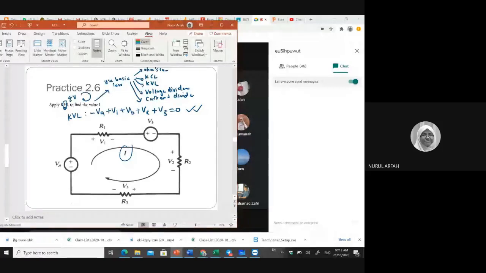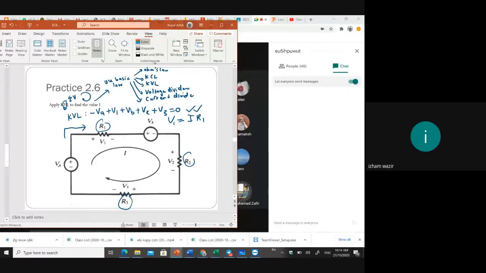Okay, maybe because this is R and R, then you can apply Ohm's law. So what is the Ohm's law at R1? V1 equal to I R1. Is it positive or negative? Positive. Yes. How do you know?